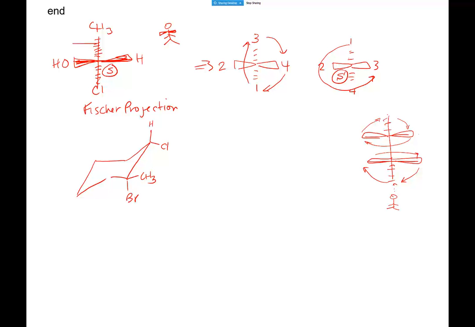Cyclohexanes. I've got two chiral centers now, so I guess I have no choice but to determine the R and S configuration of these two chiral centers in the cyclohexane conformation. Now, I want to change my cyclohexane into something with two bonds in the plane, a bold and a dashed wedge.